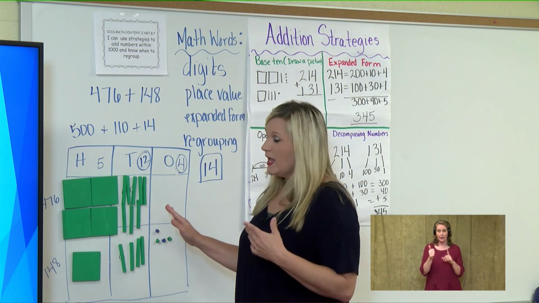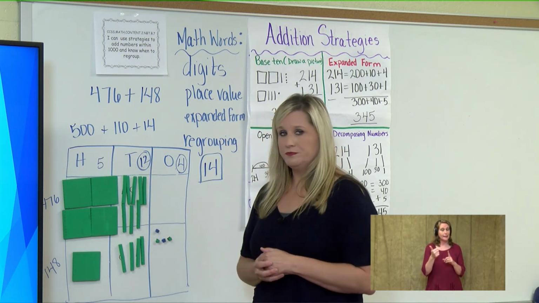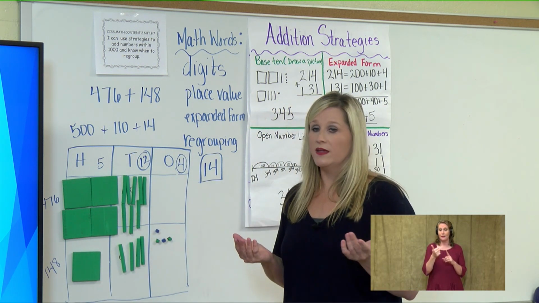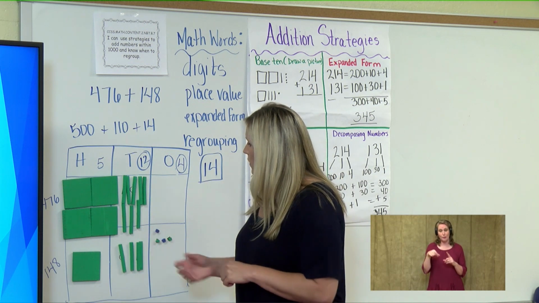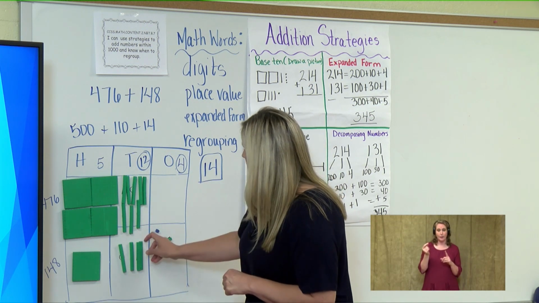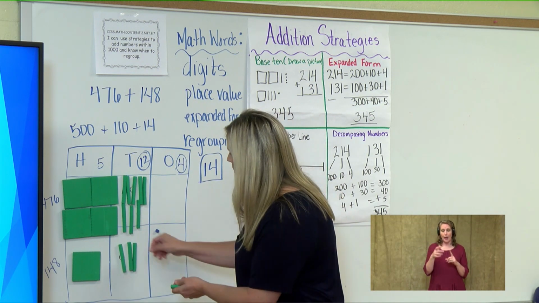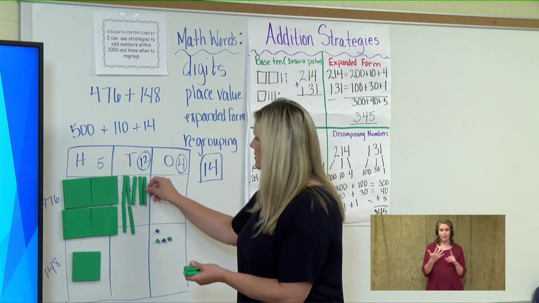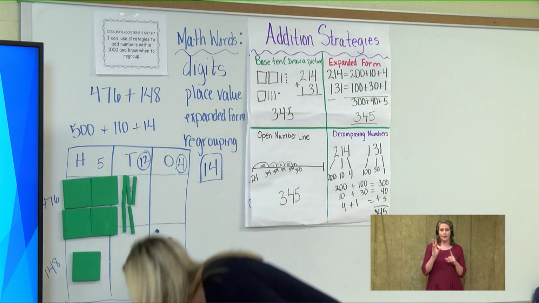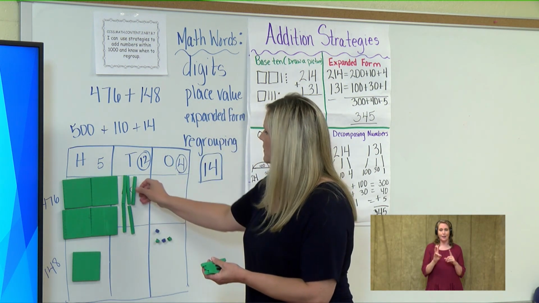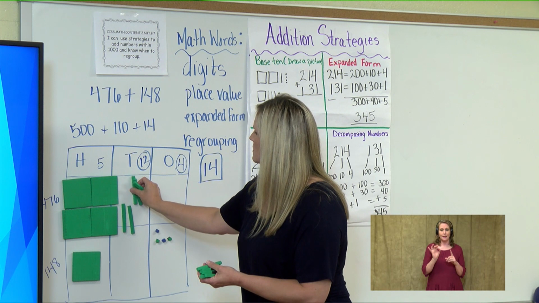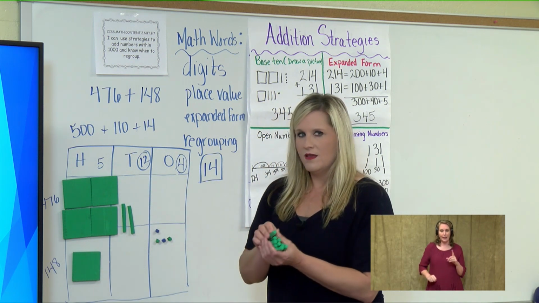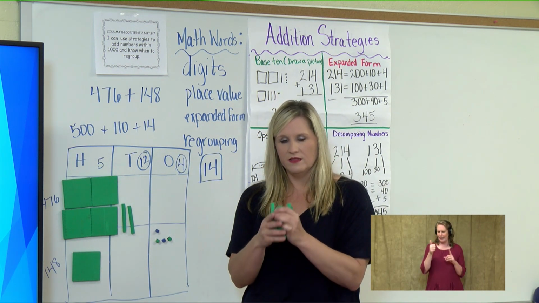So I only can have how many tens in this place value? I can't have more than 9. So, what would I need to do? Let's see, I would take 1, 2, 3, 4, 5, 6, 7, 8, 9, 10. And what could I trade these 10 tens for?